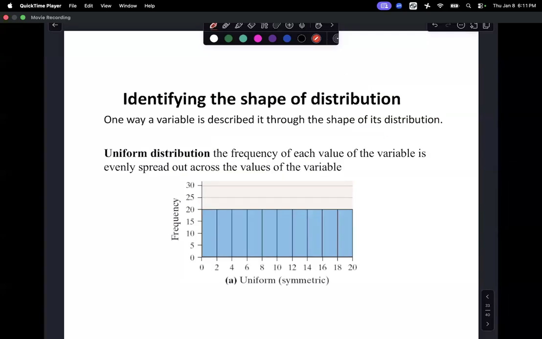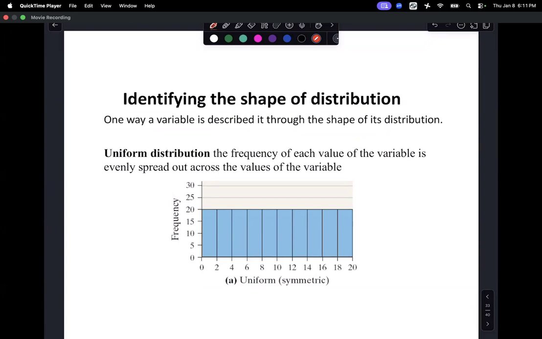Okay, shape of distribution. This is super important and it does not go away. So understanding the shape of distribution is super important. Thankfully, it's not super difficult. We're going to start with uniform distribution. When you look at a histogram, this one has your lower class limits on there. Anyway, this one just looks like a rectangle. This is called a uniform distribution. It has this nice rectangular shape.